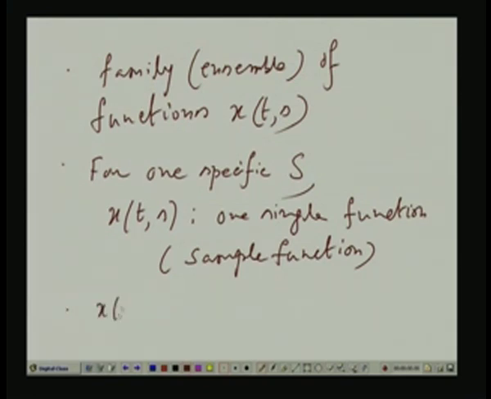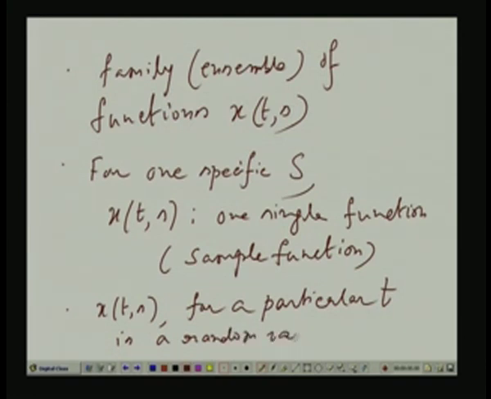On the other hand, x(t, s) for a particular t is what? It is a random variable. This is very important. Why? Simply, you have fixed a point t. At that t, for one particular experimental outcome s, you have one value of this function. Next time the outcome changes, you get another value of the function. So this corresponds to a random variable. It takes various values depending on the particular outcome at hand.